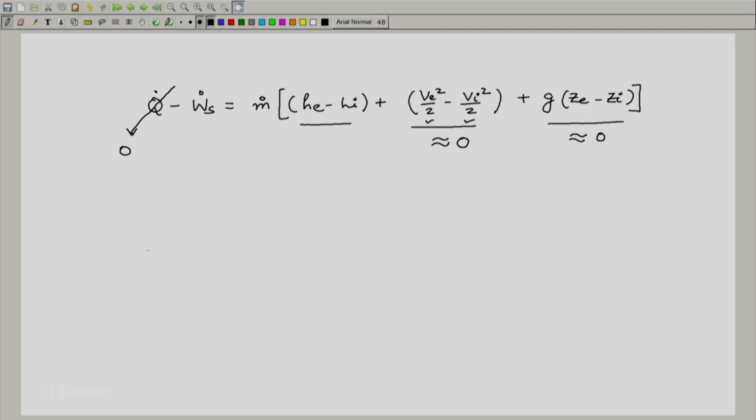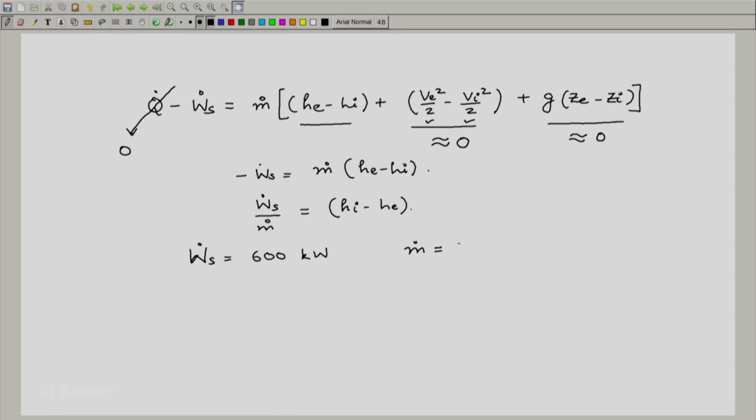So, we put that equal to 0, and we come down to our simple equation, which is minus W dot s is m dot (He minus Hi), or we can write W dot s by m dot is equal to Hi minus He now. So, what is W dot s? It is given in kilowatt, it is 600 kilowatt. M dot is given in kilogram per hour, it is 5400 kilogram per hour, which can be written in kilogram per second because those are our preferred units.